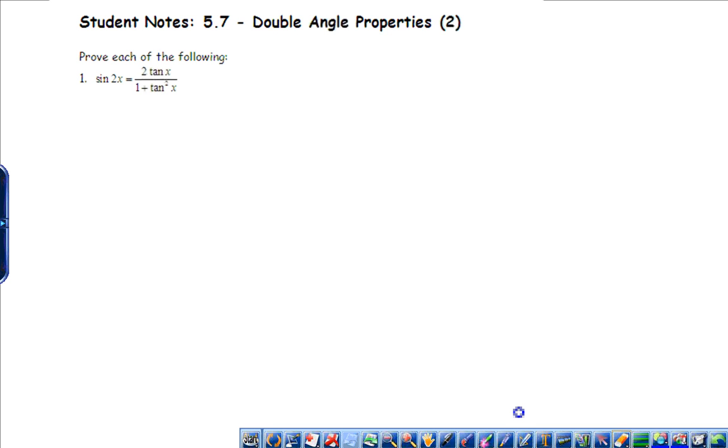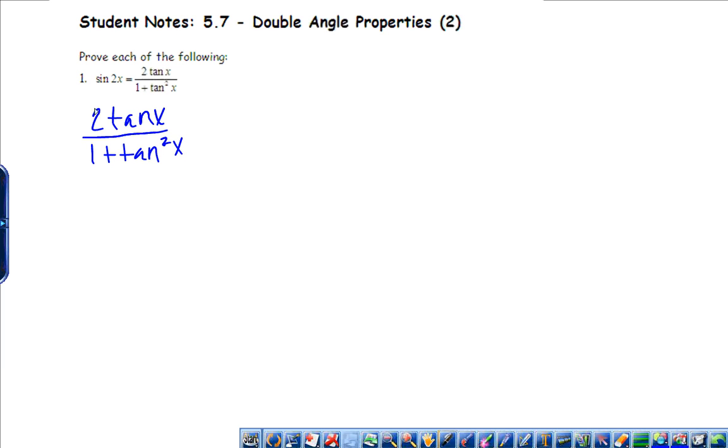This is Student Notes 5.7, and we're doing double angle properties, and this is day 2. Okay, we actually only have 3 proofs to do, and I'm actually going to start on the hardest side. So that's what I'm going to write down first. So this is 2 tangent of x over 1 plus tangent squared.